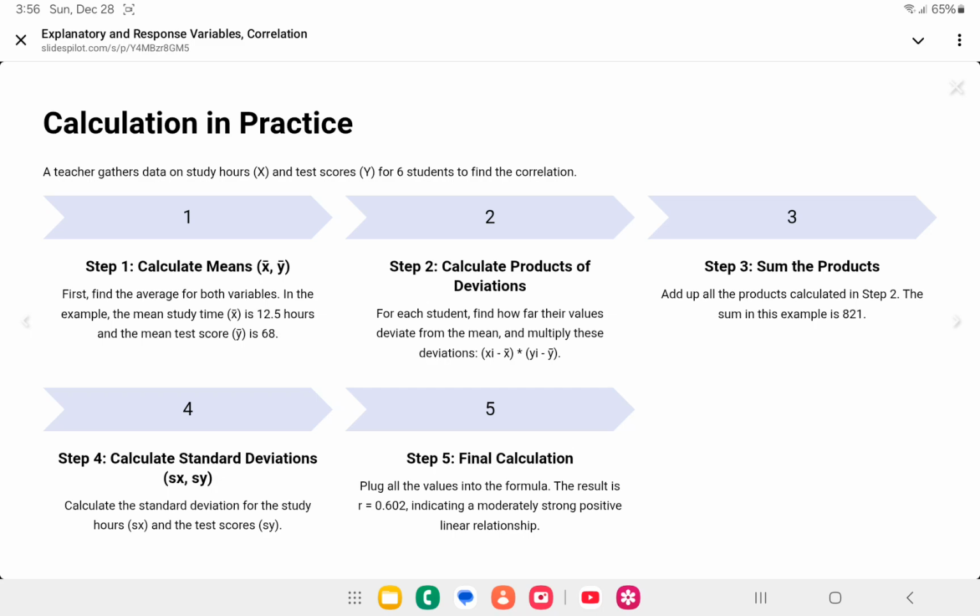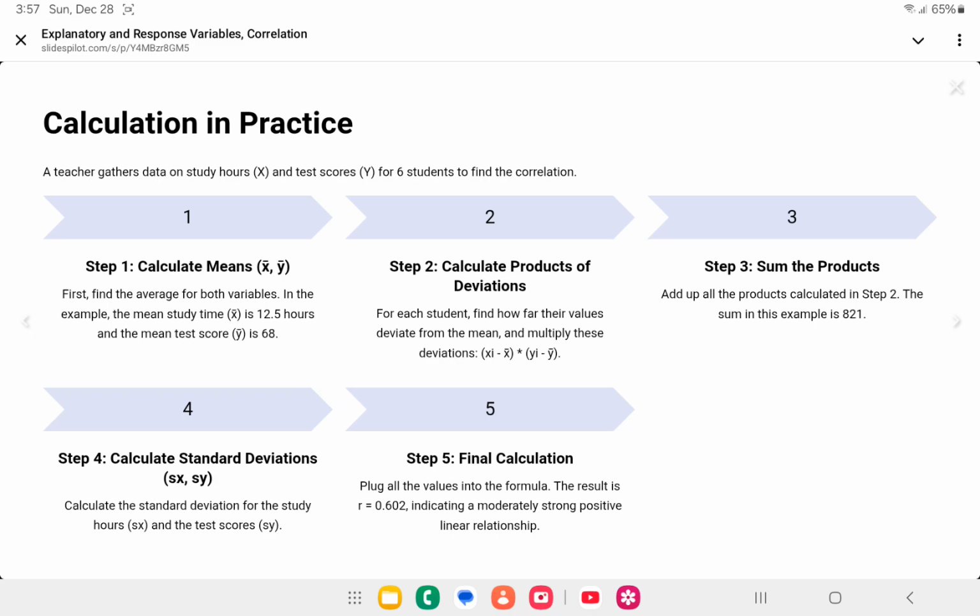For the next step, we will have to multiply each of these terms together. So we will have 0.5 times negative 15, and for the second row, we will have 2.5 times 1, and so on. The next step is to add up all these products together, and that gives us 821. We can now plug this value into the formula, and since we added 6 products, n will be equal to 6. Next, we need to calculate the standard deviations for each variable, and you should already know how to do this.